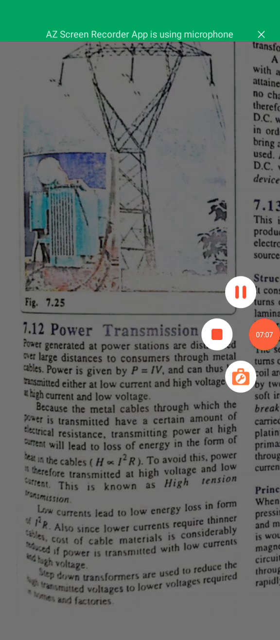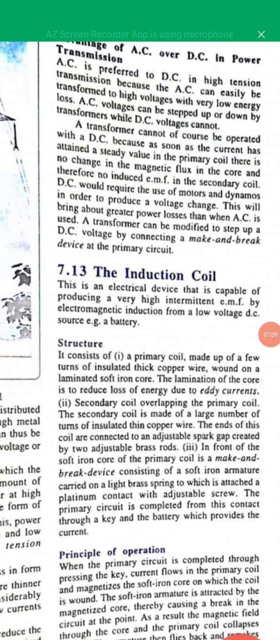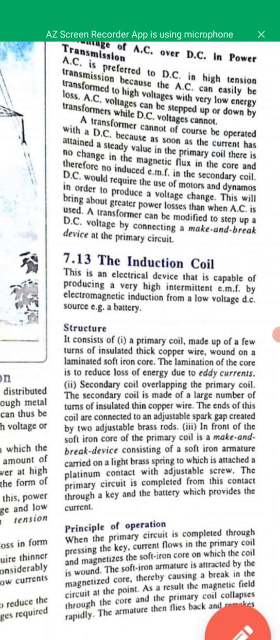So quickly before we round up, let's look at the advantage of AC over DC in power transmission. AC is preferred to DC in high tension transmission because AC can easily be transformed to high voltages with very low energy loss. Like I said in the beginning, it is sinusoidal. It changes high, low, high, low. So the voltages can be stepped up or down by transformers, while DC voltages cannot. Direct current voltages are one-way drive, they cannot be stepped up or stepped down.